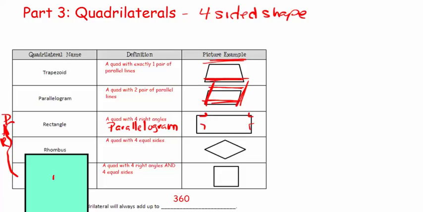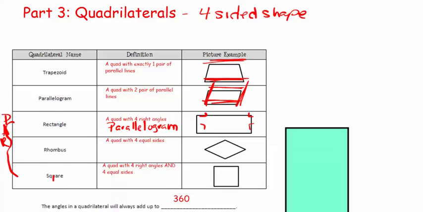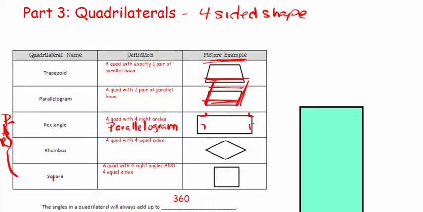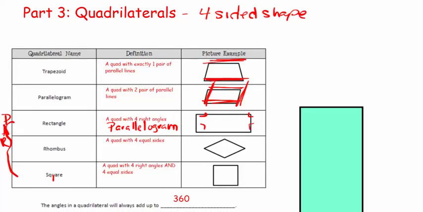And then the last one is a square. A square is a parallelogram with 4 right angles and 4 equal sides. So all of these are parallelograms, except for this one, except for my trapezoid. My trapezoid is not a parallelogram.